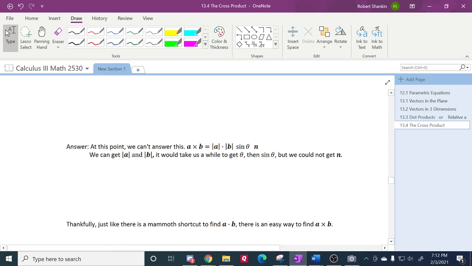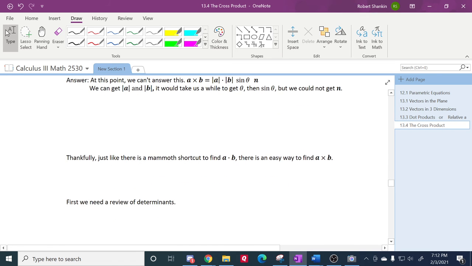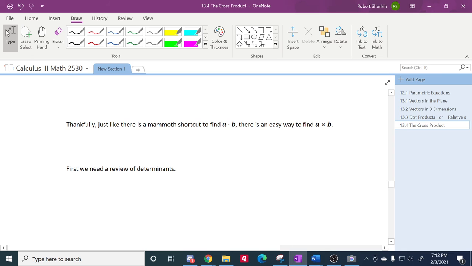Thankfully, there's a mammoth shortcut. Just like there's a mammoth shortcut to find A dot B, there's an easy way to find A cross B. It's a lot more complicated than A dot B, but it's quite a huge shortcut. In order to do this, first we need a review of determinants.